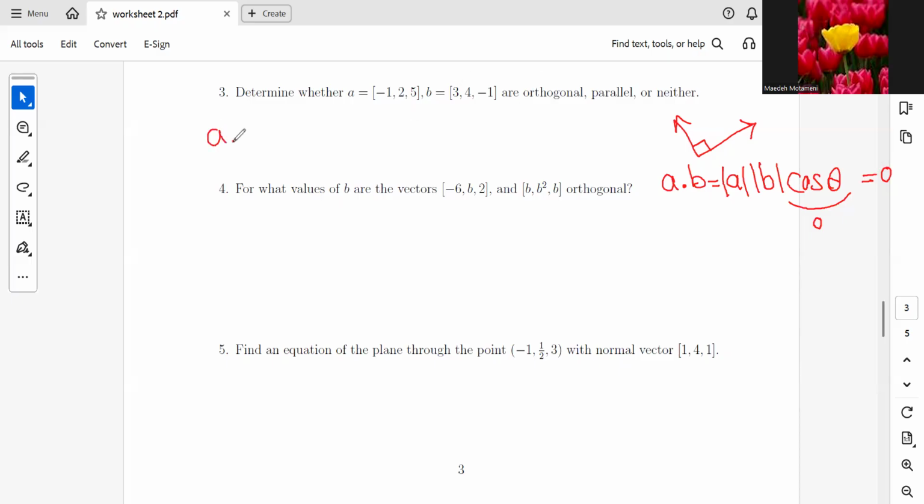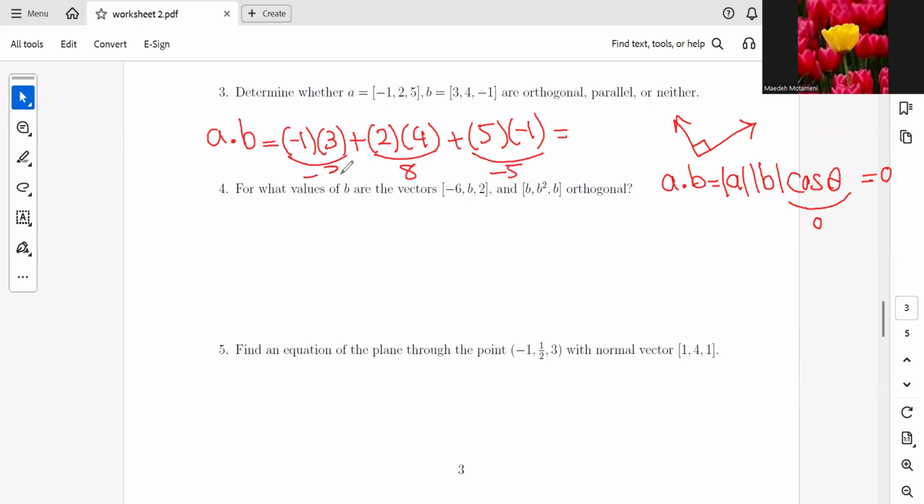So let's find it here. Since we don't have any angles here, we are going to use the other formula, which says -1 times 3 plus 2 times 4 plus 5 times -1. So this one is -5, this one is 8, and this one is -3. Altogether, this is 0. It means that these two vectors are orthogonal.